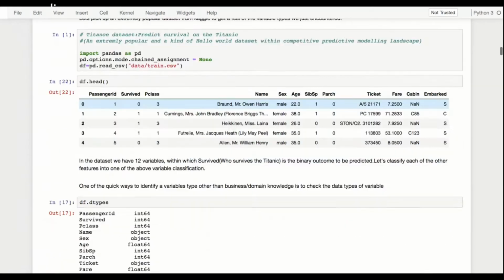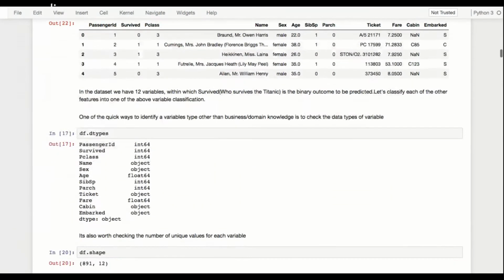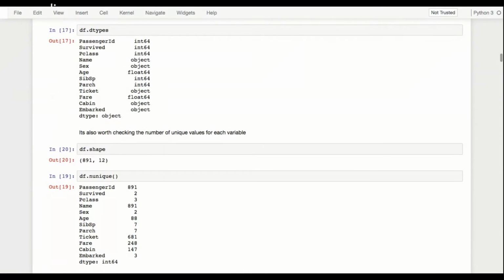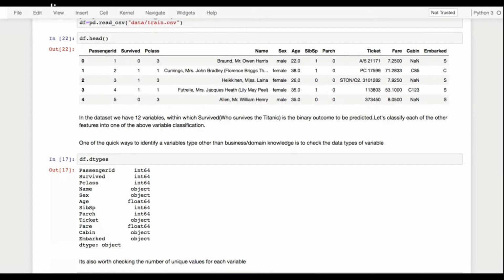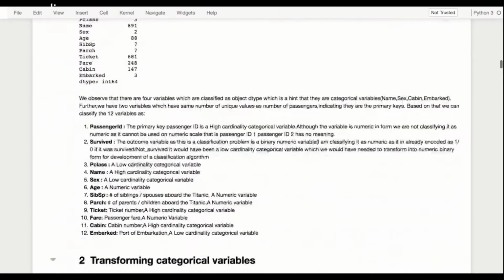So let's proceed. Let's take a quick example. We're picking up a data set called the Titanic survival data set, a really popular data set on Kaggle. What it tries to predict is, for different passengers on the Titanic, who might survive the Titanic disaster and who might not. That is what this problem is around. It has 12 variables.